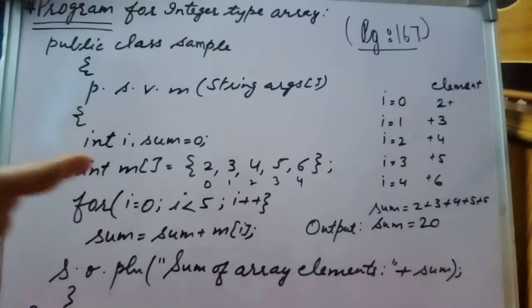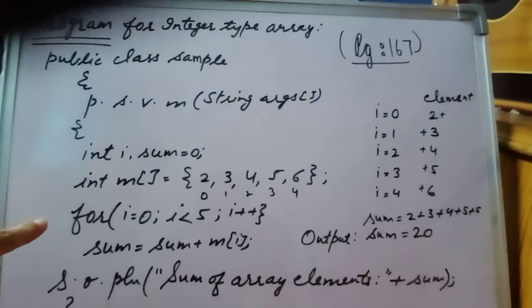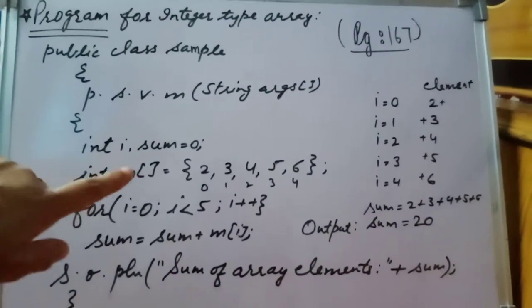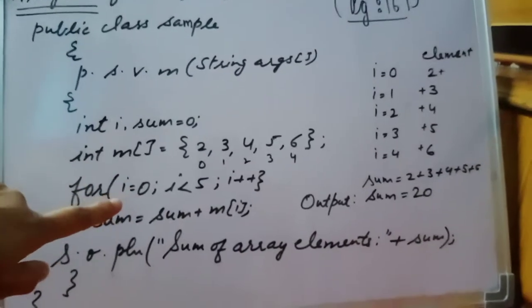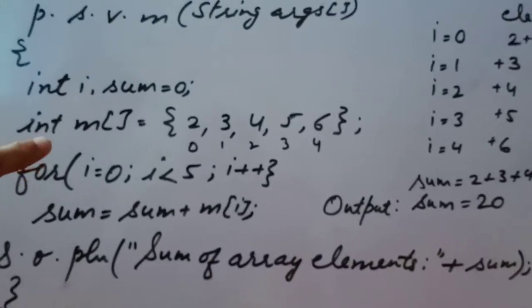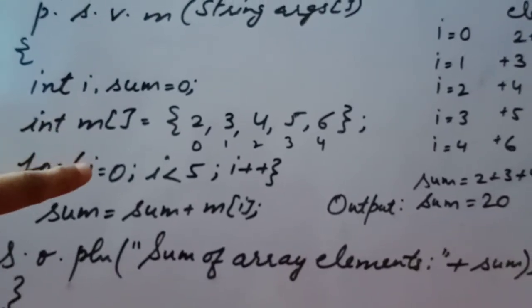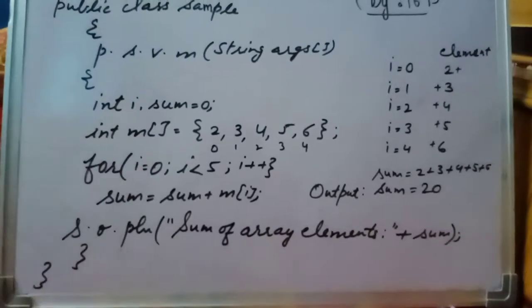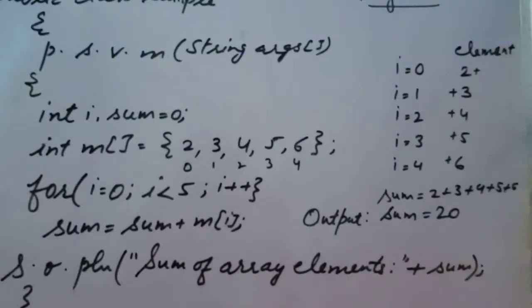6 is on 4. So we will start one for loop that will begin with 0 and will run while less than 5. Total 5 elements are there. As we begin with 0, it will go up to less than 5, that is 4. So our subscript, you can also see, goes from 0 to 4.